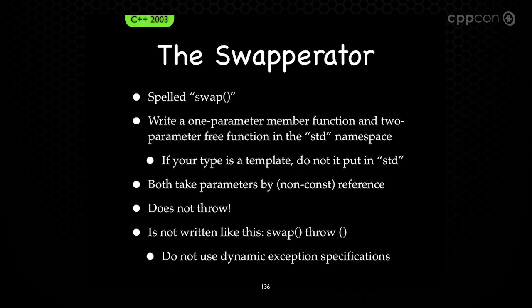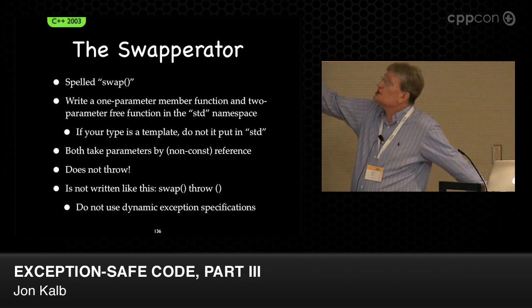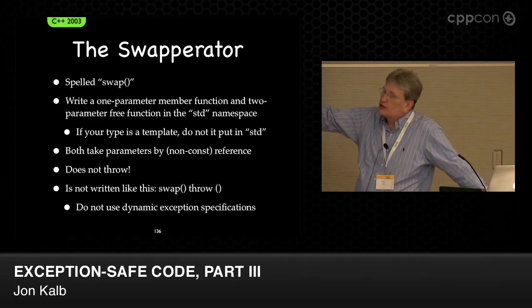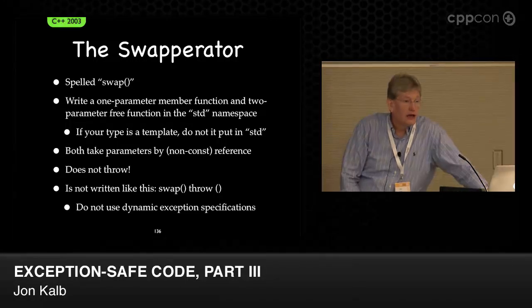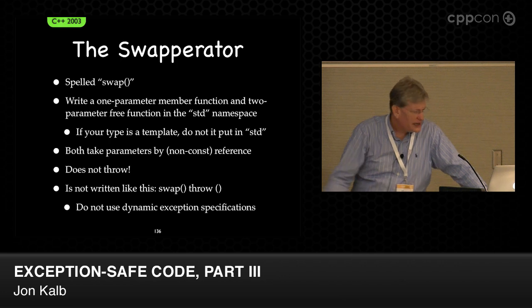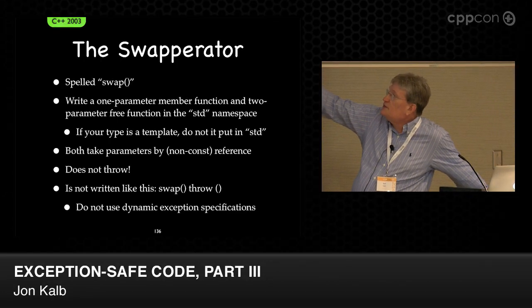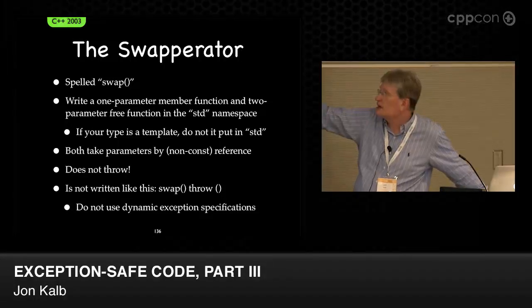When we do this, it'll be spelled swap, because we want it to be the same as in the standard. We write this in 2003. The rules are a little bit different in 11. We'll get to that. We'll write a one-parameter member function and a two-parameter free function in the std namespace. So the one-parameter function, what? In 2003, you had to make a template specialization. I'm getting there. If your type is a template, you can't put it in std, because, well, we'll talk about it.